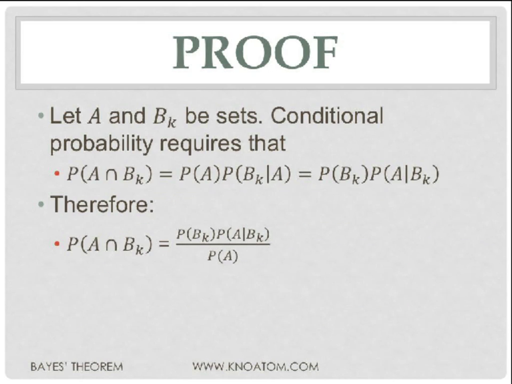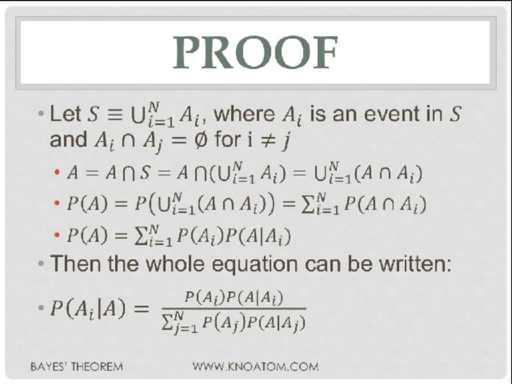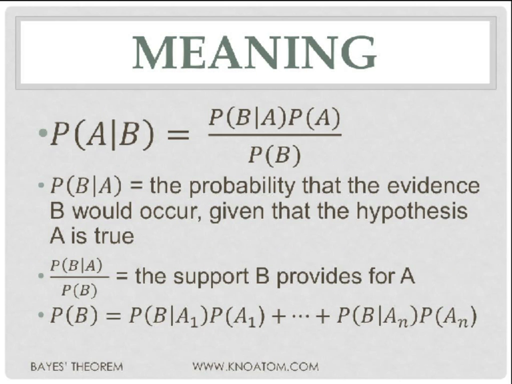To prove Bayes' theorem, we first need to consider A and B, which are sets. The probability of the intersection of the two is the probability of A times the probability of B given A, as well as the probability of B times the probability of A given B. This is true because intersection is commutative. Then we can say that the probability of the intersection of A and B is the probability of B times the probability of A given B over the probability of A, which is beginning to look a lot like Bayes' theorem.